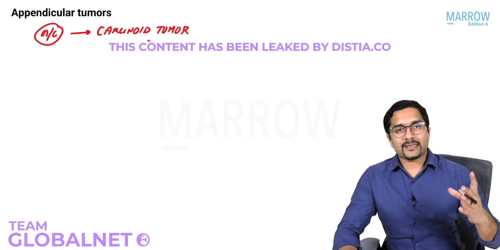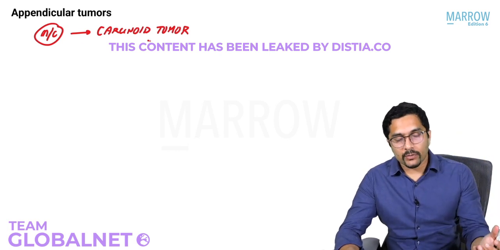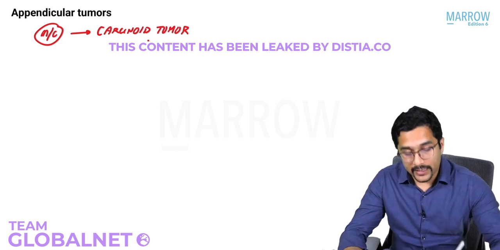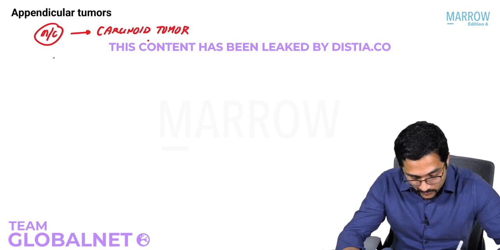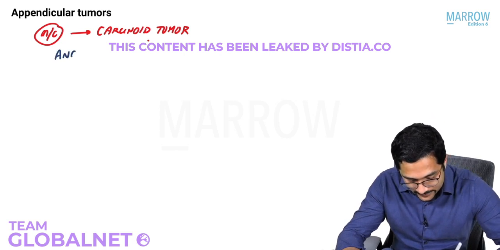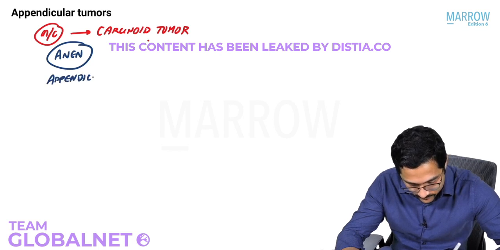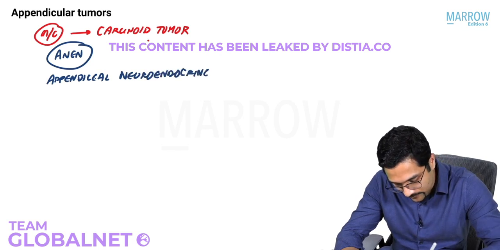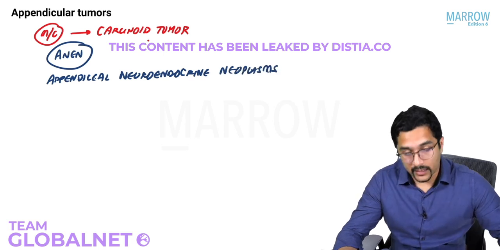I've already covered carcinoid tumors in the module on adrenal and neuroendocrine tumors. So for more details, you can refer to that module. But I'll quickly summarize appendicular carcinoids again. The new name for appendicular carcinoids is ANEN. What is ANEN? This is appendiceal neuroendocrine neoplasms. So that is the new name for appendicular carcinoids.